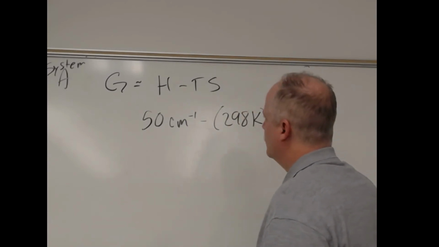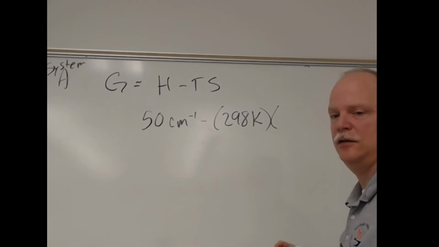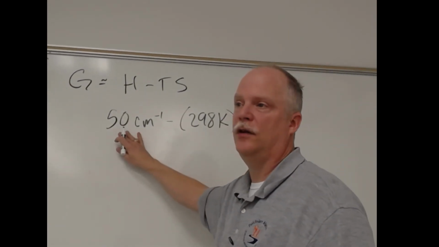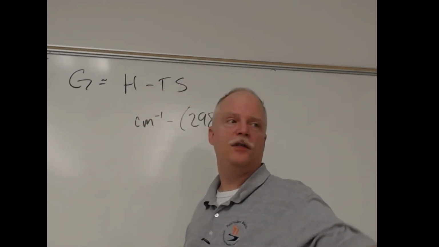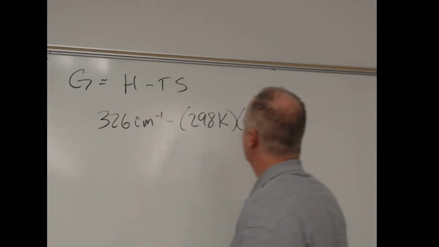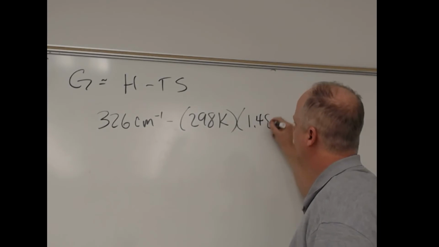Are you doing delta G or? Just G for system B for the products. What is the H? What's the enthalpy for that? Oh, the enthalpy was, yeah, okay. What was it? 326 would be. Okay, 326. And then 1.48? Yes.